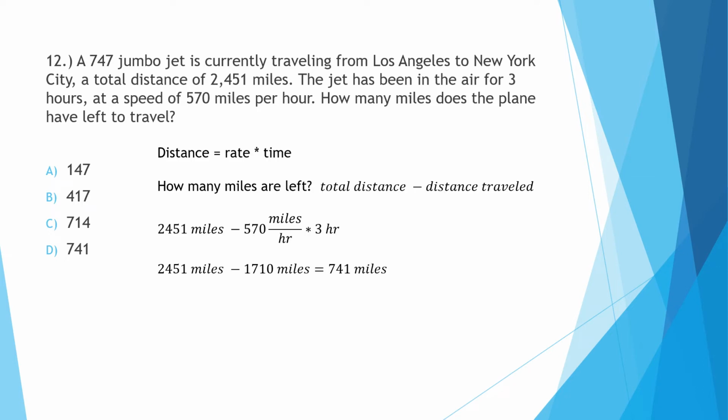Remembering that distance is equal to rate times time, we can figure out that we have been traveling 570 miles per hour for 3 hours, or a total of 1,710 miles. 2,451 miles minus 1,710 miles is equal to 741 miles.